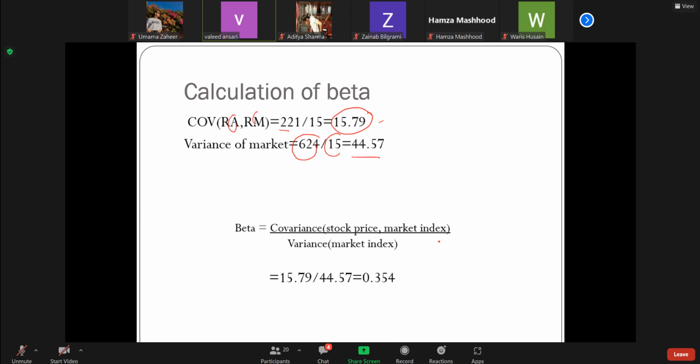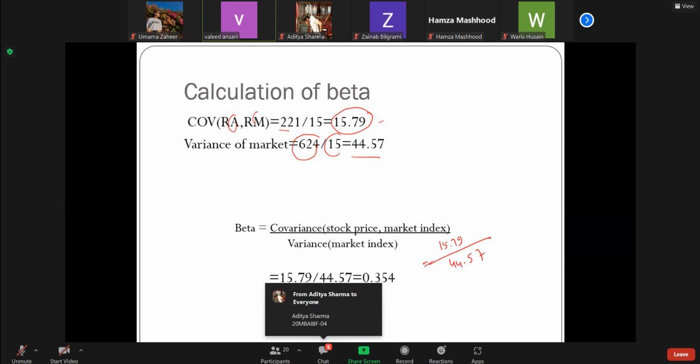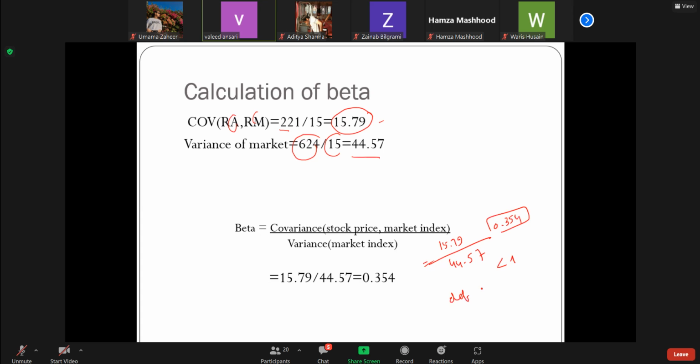We have divided this 15.79 with 45.57. So the beta comes out to be 3.4, which is less than 1. It means that the stock is a defensive stock. It moves less with the market. Defensive stock, so it's 3.4. So this is how we calculate it. You should understand the way. This is how it is carried out.